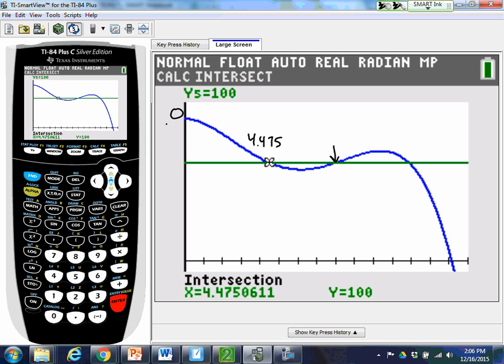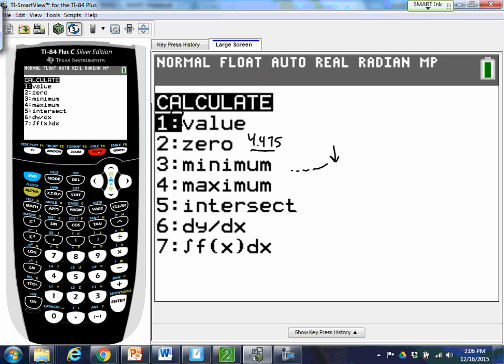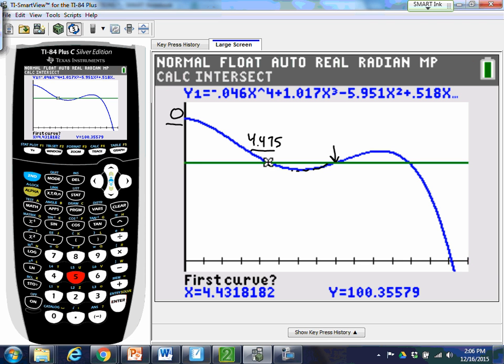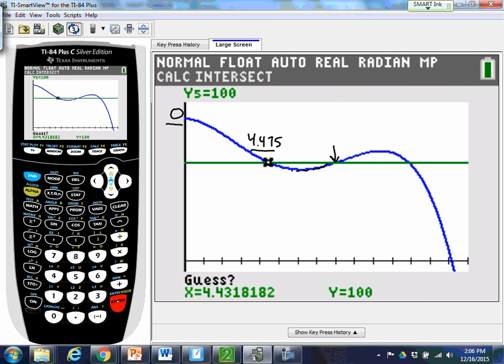So from 0 hours to 4.475, we were above 100. Okay, then it kind of dips below for a while, but it comes back at, if we get another intersection point there. So same kind of thing, first curve, second curve, and now your guess just needs to get closer to that intersection point.